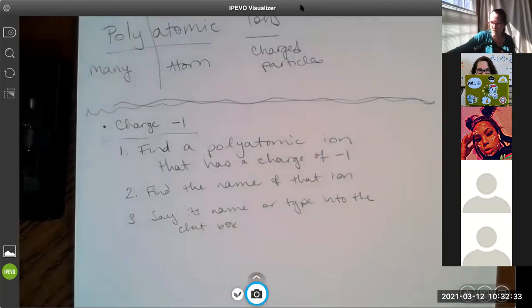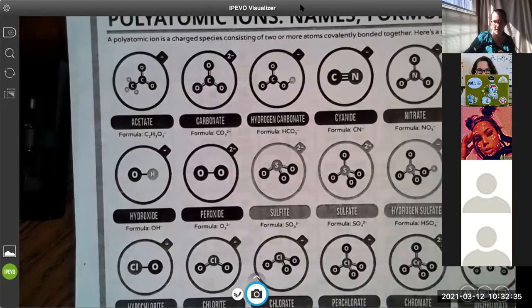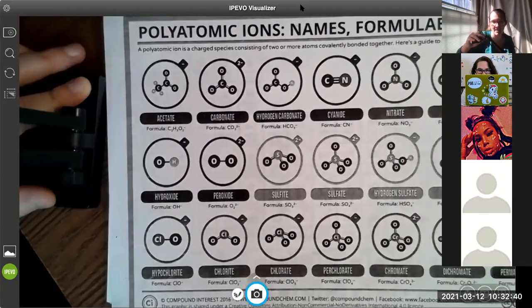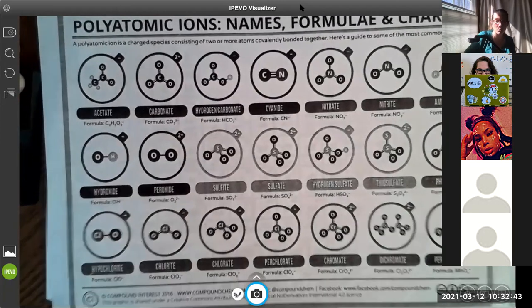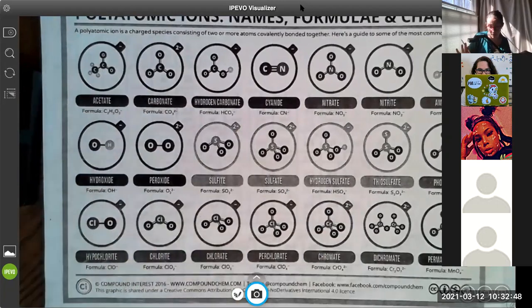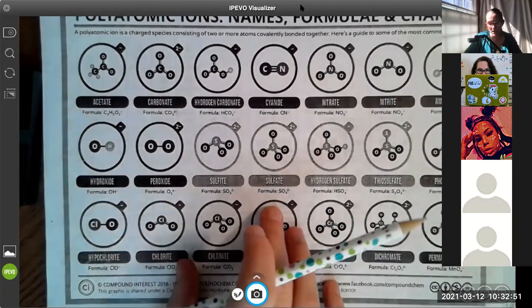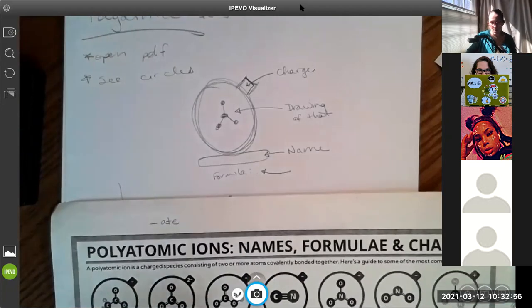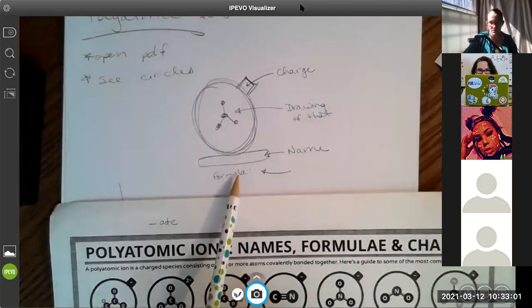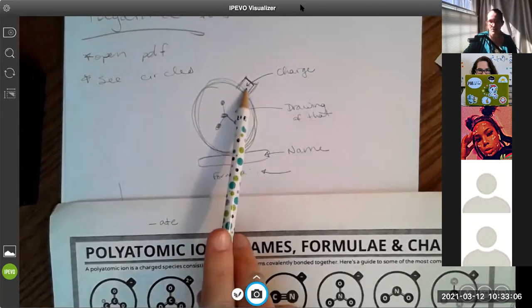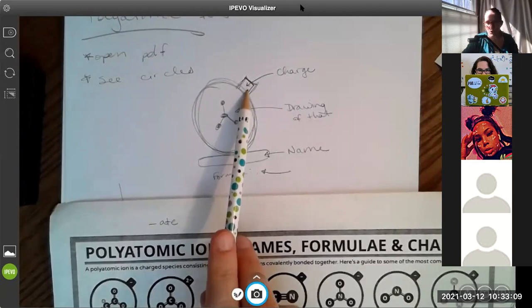Okay, that's your first step. Find your page, and what we're looking for is any ion that has a charge of -1. There's a lot of information here. We've got the drawing in the middle, the name underneath, the formula under the name, and the charge is that thing up here. So that's where we're going to look for our charge.